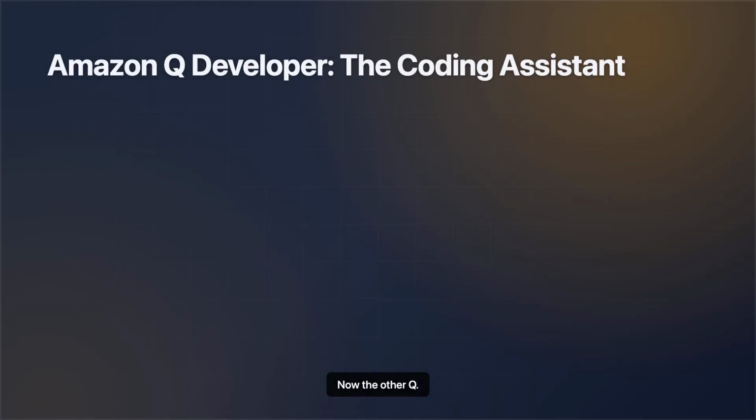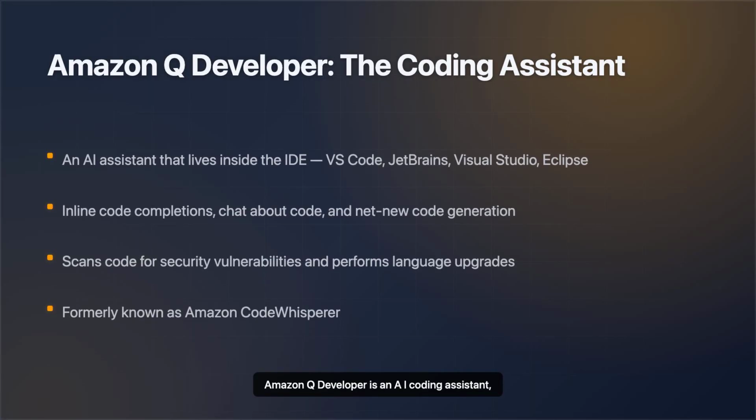Now the other Q. Amazon Q Developer is an AI coding assistant, and it lives inside your editor. It supports VS Code, JetBrains, Visual Studio, and Eclipse. As you type, it offers inline completions. You can chat with it about your code, ask it to generate net new code, or have it explain a complex piece of logic. It also scans your code for security vulnerabilities and performs language upgrades, like migrating an old Java version to a new one.